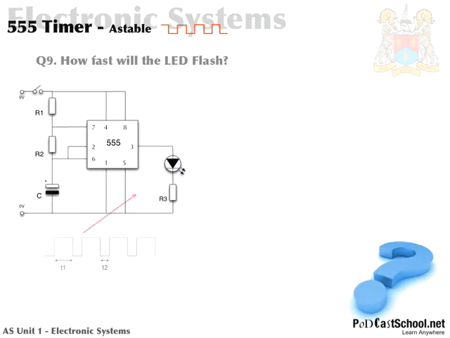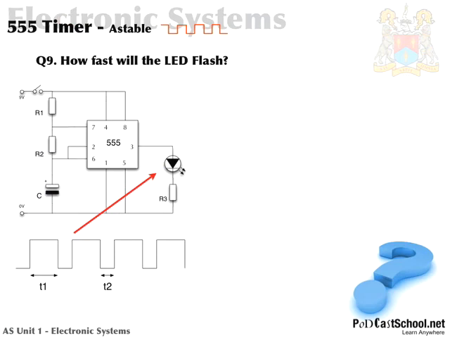Okay, just to finish this podcast then, I've asked you a question here. How fast will this LED flash? So really it's just a matter of plugging in the values into the equation that you were given in the previous slide. I've given you these values. R1 is 1 kilo ohm, R2 is 68 kilo ohms, and C1 is 10 microfarads. And remember, that's 10 times 10 to the minus 6.